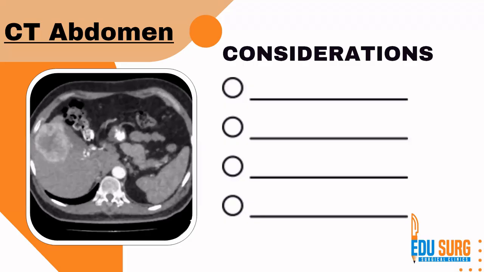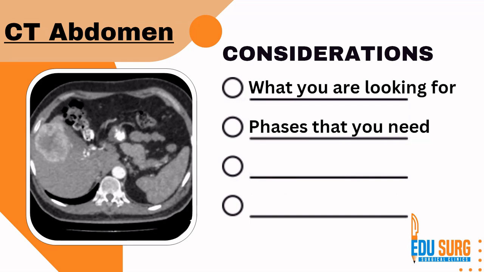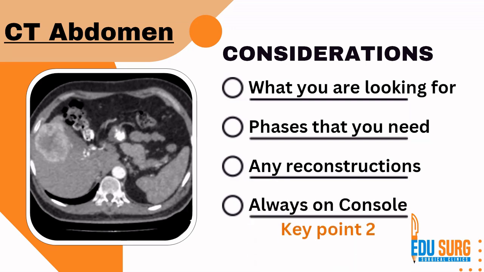So now, considerations when you are viewing a CT abdomen: you should know what you are looking for. We have already discussed that. Phases that you need to acquire, already discussed. Any reconstructions, angio, right? So you need to see that. A very important point, and this is the second key point of this talk, is that you need to see the scans on the console and preferably with your radiologist.